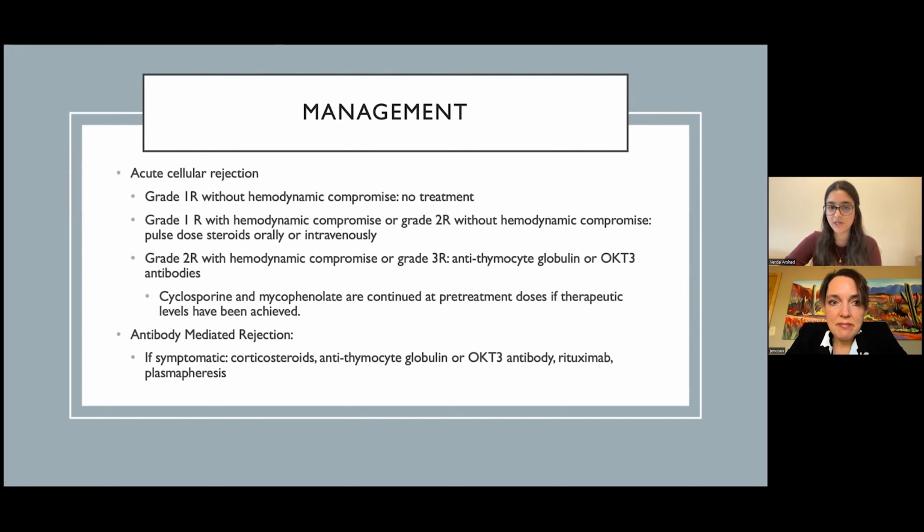And for antibody-mediated rejection, if a patient is symptomatic, they can be treated with corticosteroids, anti-thymocyte globulin, or OKT3 antibodies. And then rituximab and plasmapheresis is something that can help these patients because they have circulating antibodies, which are causing the damage. With antibody-mediated rejection, because of the circulating antibodies, we need to clean the blood. So we'll do pheresis and then give thymoglobulin to reduce the production of antibodies. Another treatment that we do for AMR is IV IgG, and that's really to supplement the patient for immunoglobulin once we remove all the immunoglobulins.